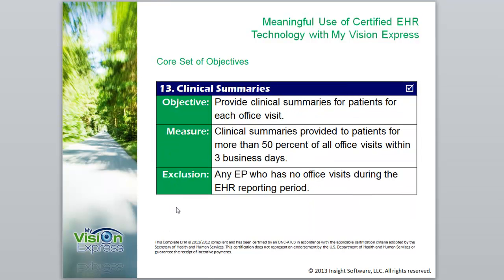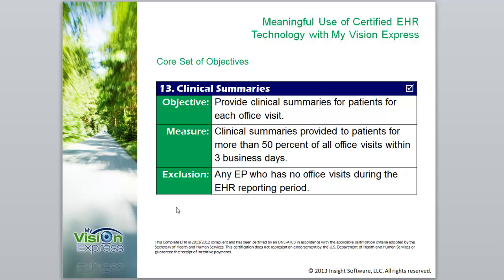Now, number 13, clinical summaries. This is what they're probably looking for. So if they ever do request this information or a copy of their exam, a clinical summary would be perfect for them. So you must provide clinical summaries for patients for each office visit. So office visit, anytime they're sitting in that chair and they come in for a visit, that is what is considered an office visit. The measurement is clinical summaries provided to patients for more than 50% of all office visits within 3 business days. Key thing here is more than 50% and also 3 business days.